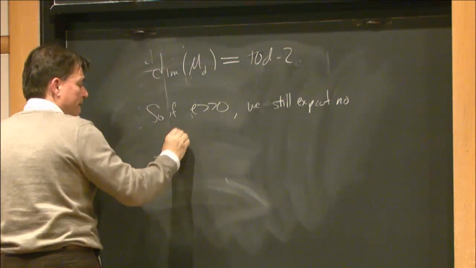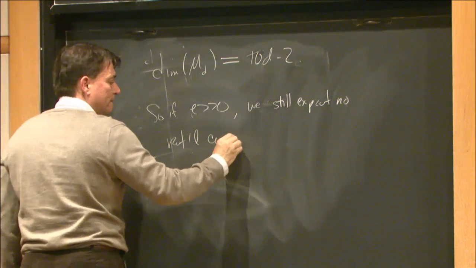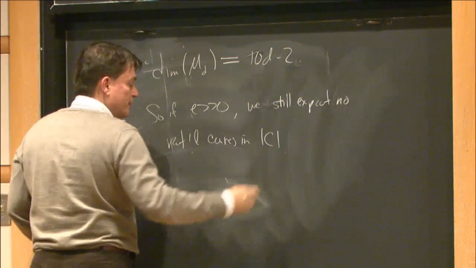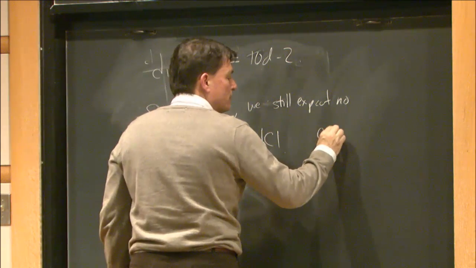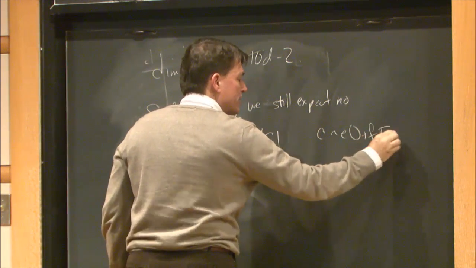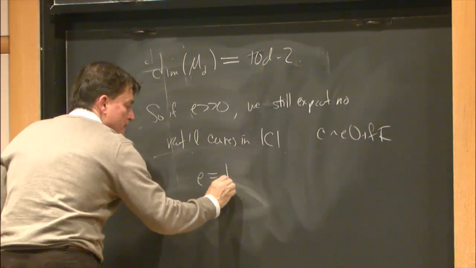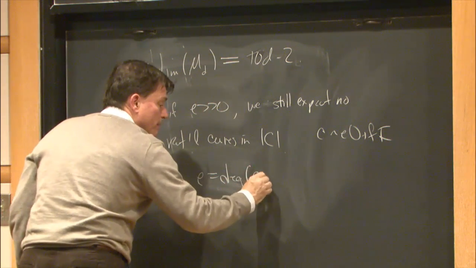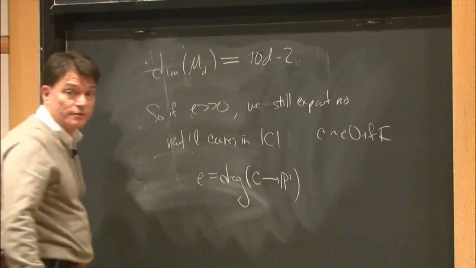Now, if E is sufficiently large, then we might still expect no rational curves in this linear series C. Well, what was E? C was equivalent to E times O plus F times F. So E is simply the degree of the map from C down to P1. Say it's the degree of the multisection.